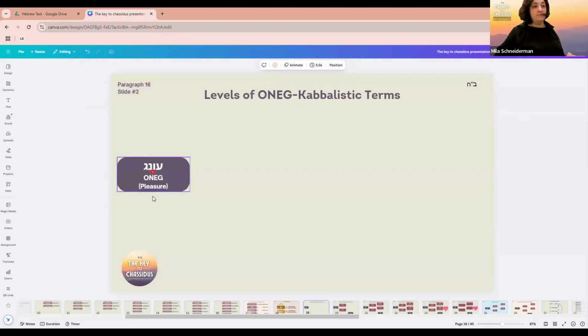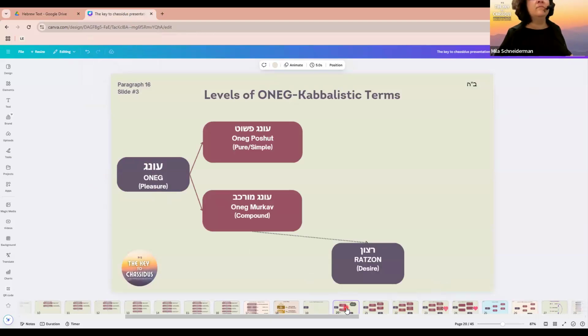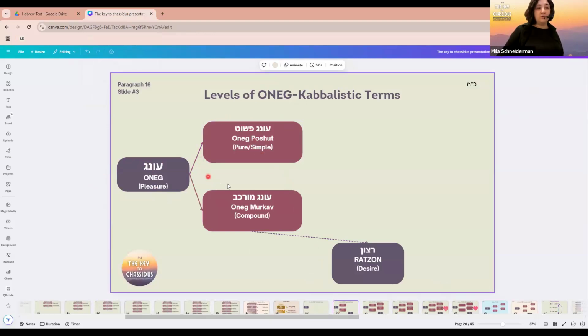Here we go. We have our oneg here, and then we said that the oneg divides into two. Oneg pashut is just the revelation of the light of the essence. No contingencies. There is nobody else. I am within myself, and I'm just becoming aware of myself. That's all. There is nobody else. I don't want anything. There is no ratzon. There is only me.